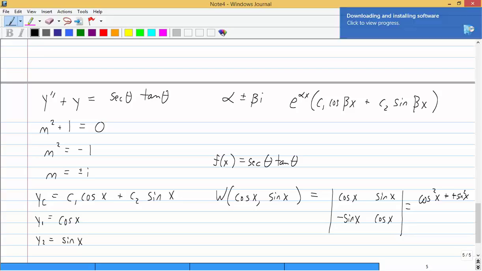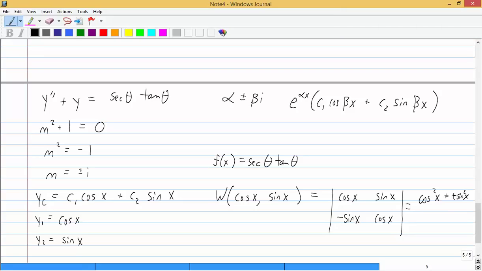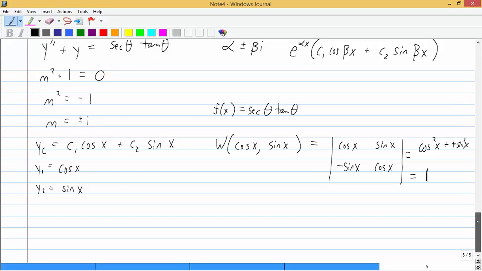We all remember from our Pythagorean identities that sine squared x plus cosine squared x is equal to what? 1. So that's going to make this problem a little bit easier, because the Wronskian of our y sub 1 and y sub 2 is just equal to 1. Alright. Now let's figure out the W sub 1. I call that Wronskian sub 1. That may not be the right terminology, but it just kind of makes sense if I do.